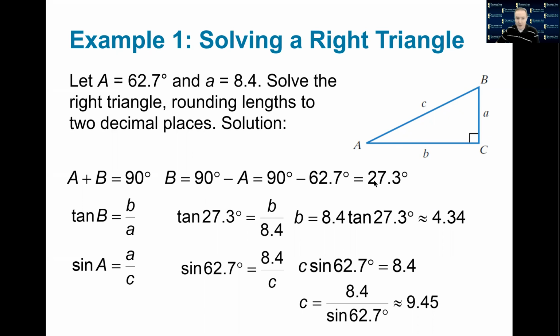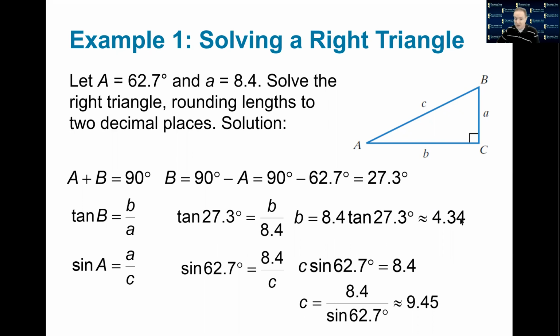Now, in order to find side B, I could say, well, now that I know angle B up here, side B is opposite angle B, and I know the side adjacent to B, so I could say the tangent of angle B is equal to side B over side A, which is going to give me the tangent of 27.3 degrees is equal to B over 8.4. That's easy to solve for because I can just multiply 8.4 on both sides and get B is equal to 8.4 tangent of 27.3 degrees.